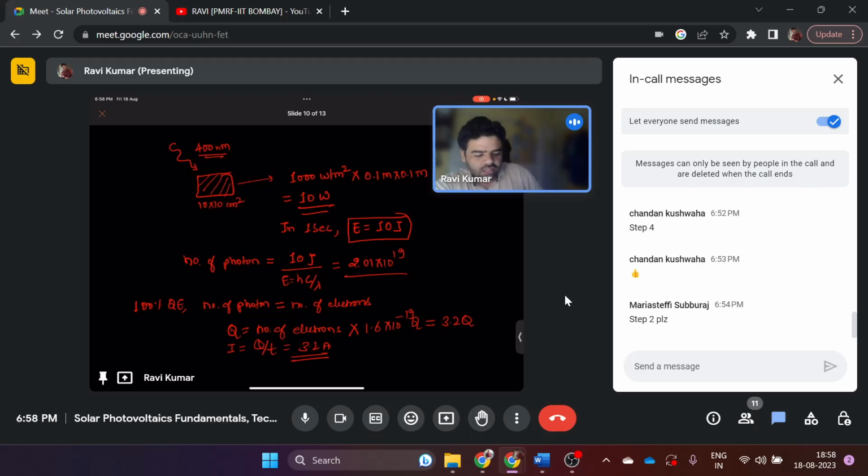So this is the physical understanding. We know the energy of one photon coming in 1 second. So how many photons need to be there to get this 10 watt or 10 joule energy in 1 second? And from there we calculated the number of photons. From the quantum efficiency we got the number of electrons, and then from the total charge and the charge per unit time we got this 3.2 ampere current. Any doubt here?